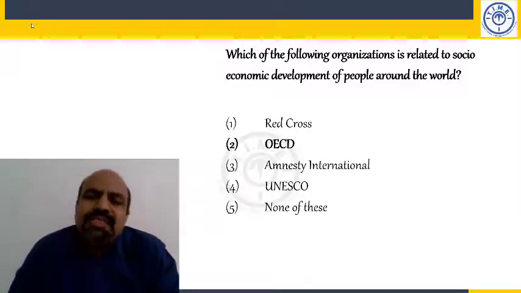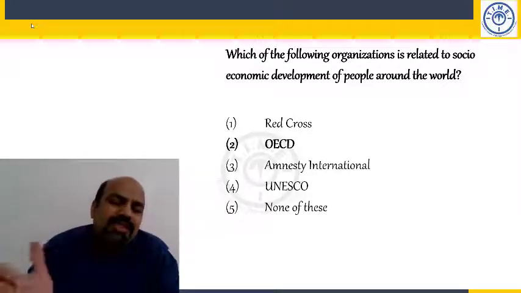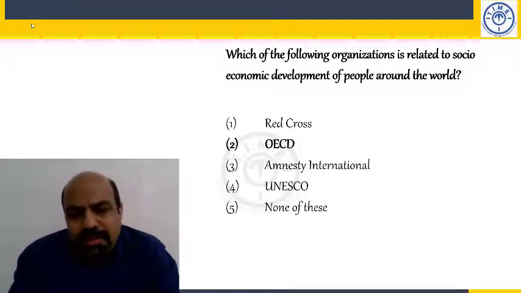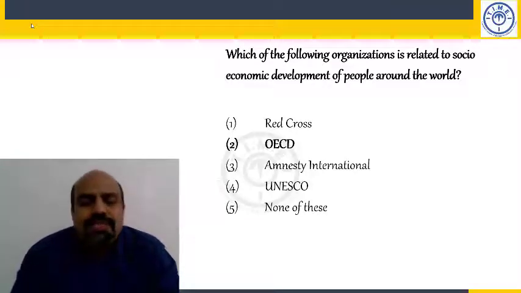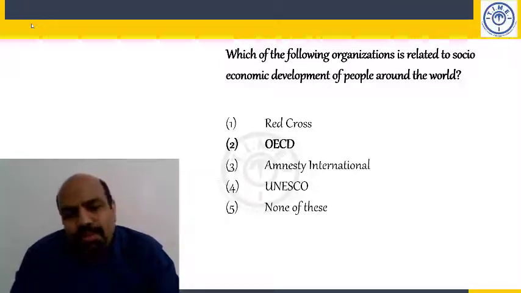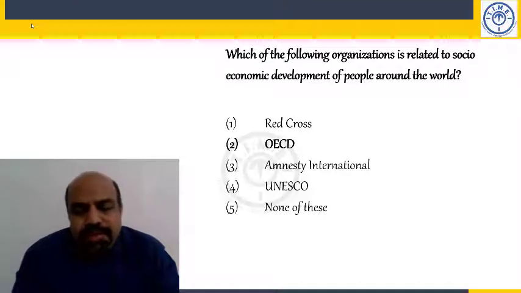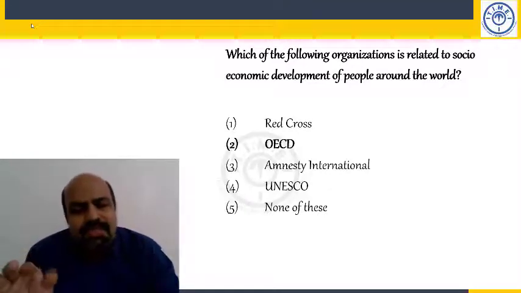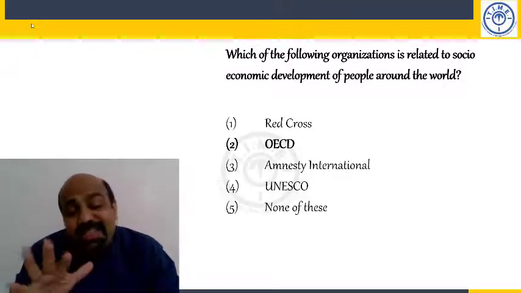I think we'll not discuss all the choices. Amnesty International is a London-based human rights organization. Okay, not much to worry about. Then UNESCO. We'll just write the chief's name. UNESCO full form is United Nations. I think we took these notes, so we'll not write this.